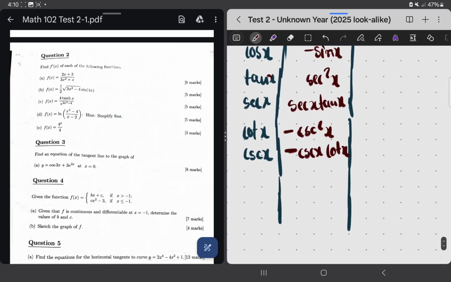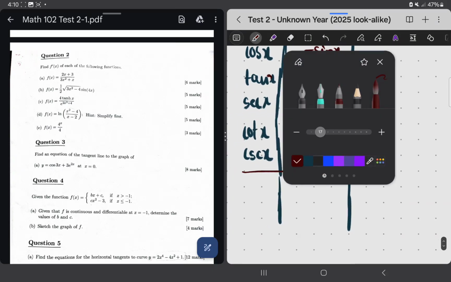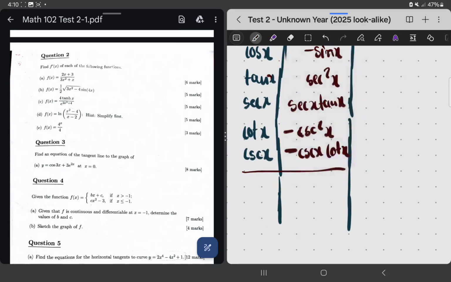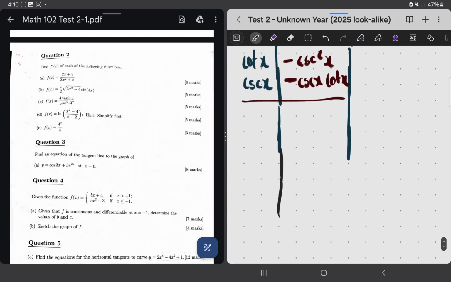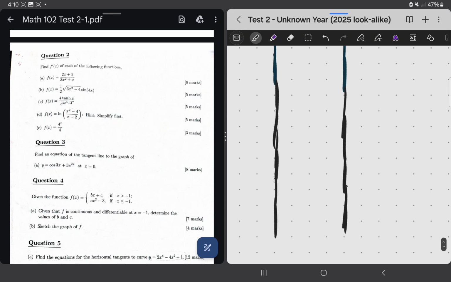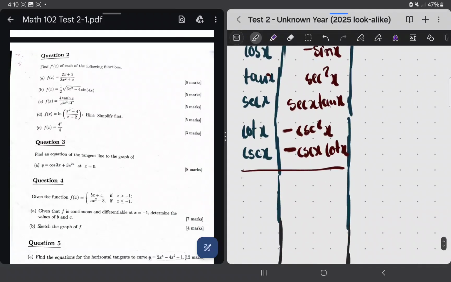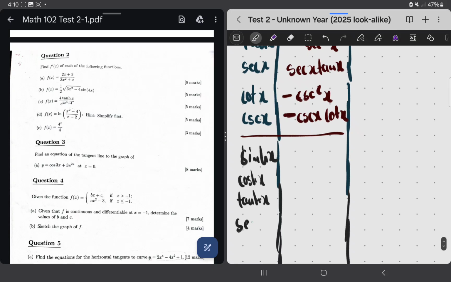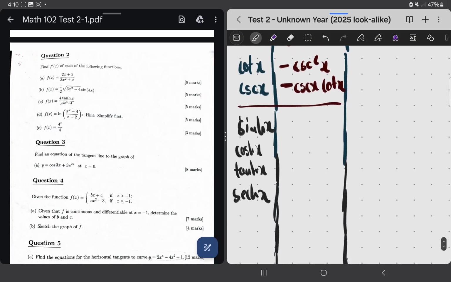Then we do hyperbolic trig. For hyperbolic trig, remember, it's just a copy and paste. But when we copy and paste, at first we ignore the signs. We ignore the signs completely. We don't put any signs. So it's just copy and paste. Sinh x, then cosh x, then tanh x, then sech x, then coth x, then cosech x.